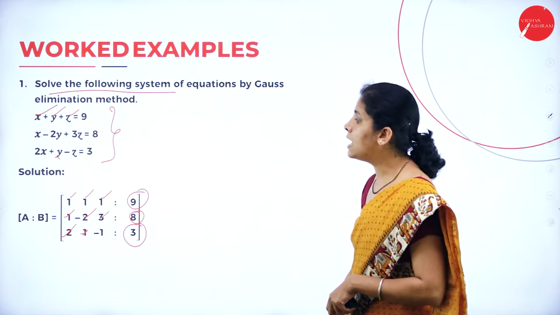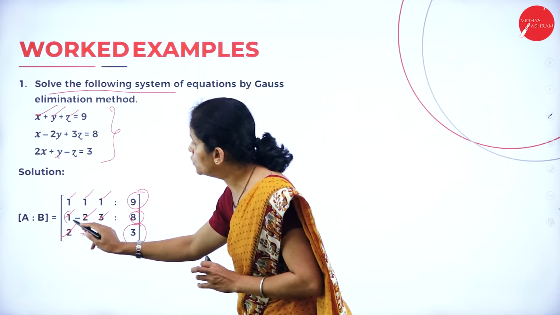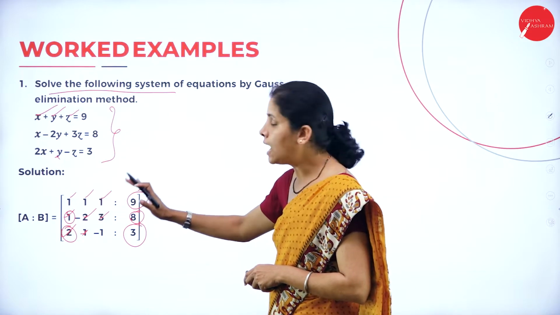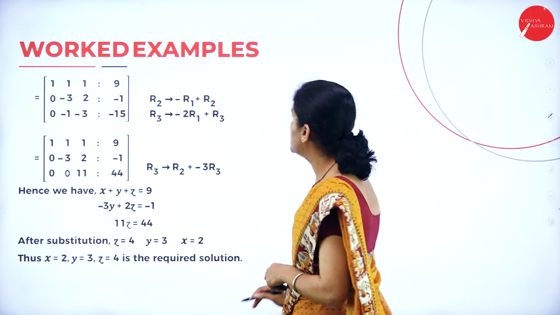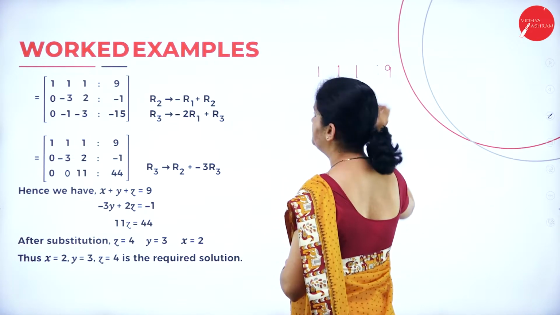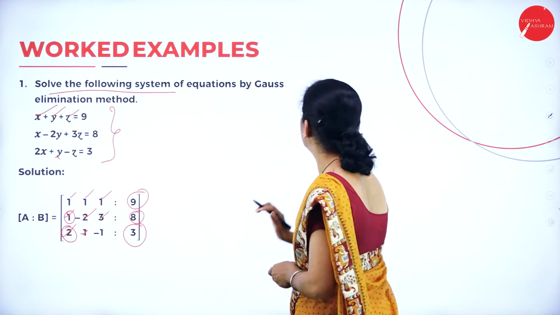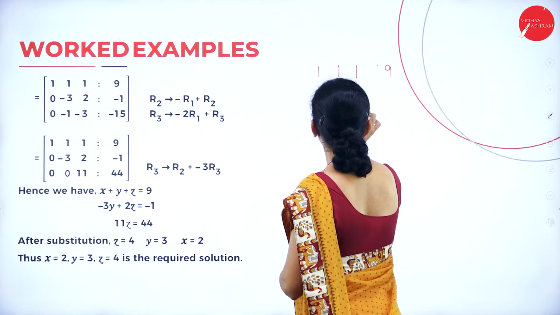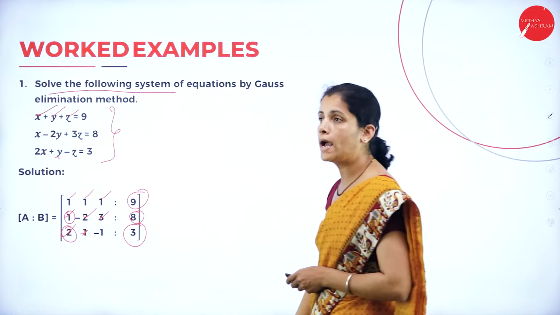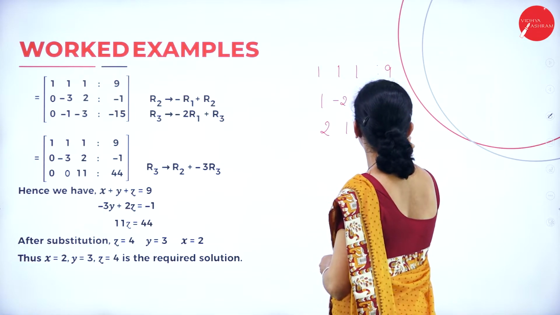Now, I want to prepare the formula in such a way that I make only these two values 0. Okay, fine. Now, I want to rewrite the matrix once again. I'll write 1, 1, 1 and 9. Now, see here, I have 1, minus 2, 3, 8. The other row I have is 2, 1, minus 1, 3.